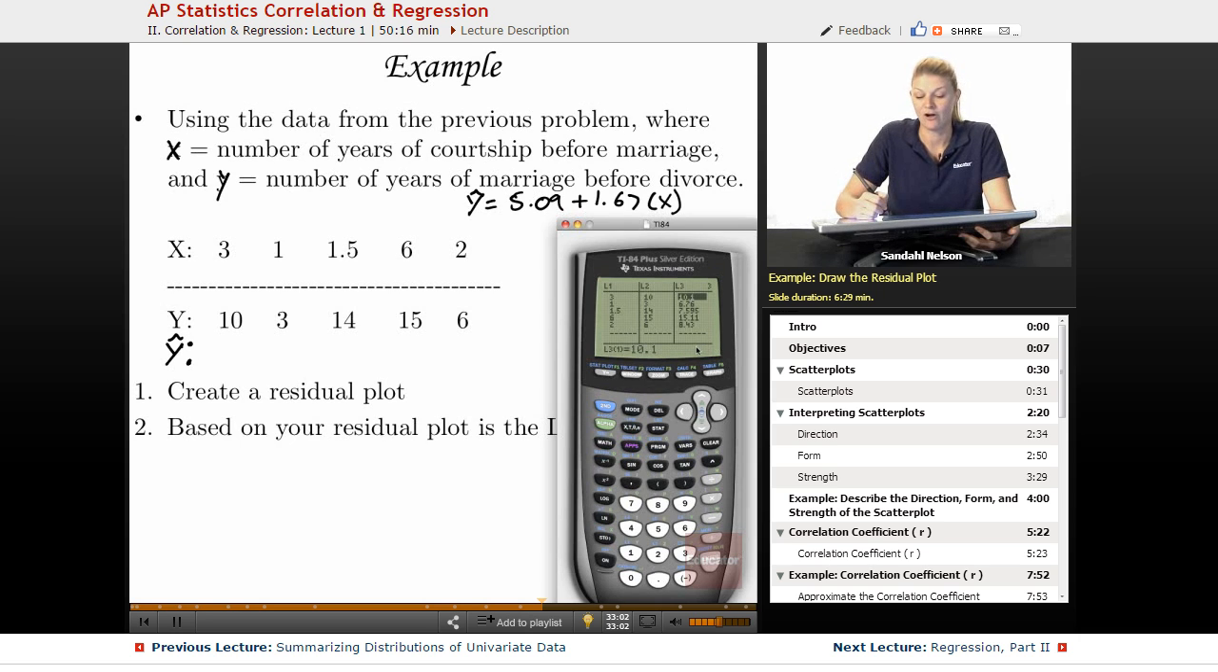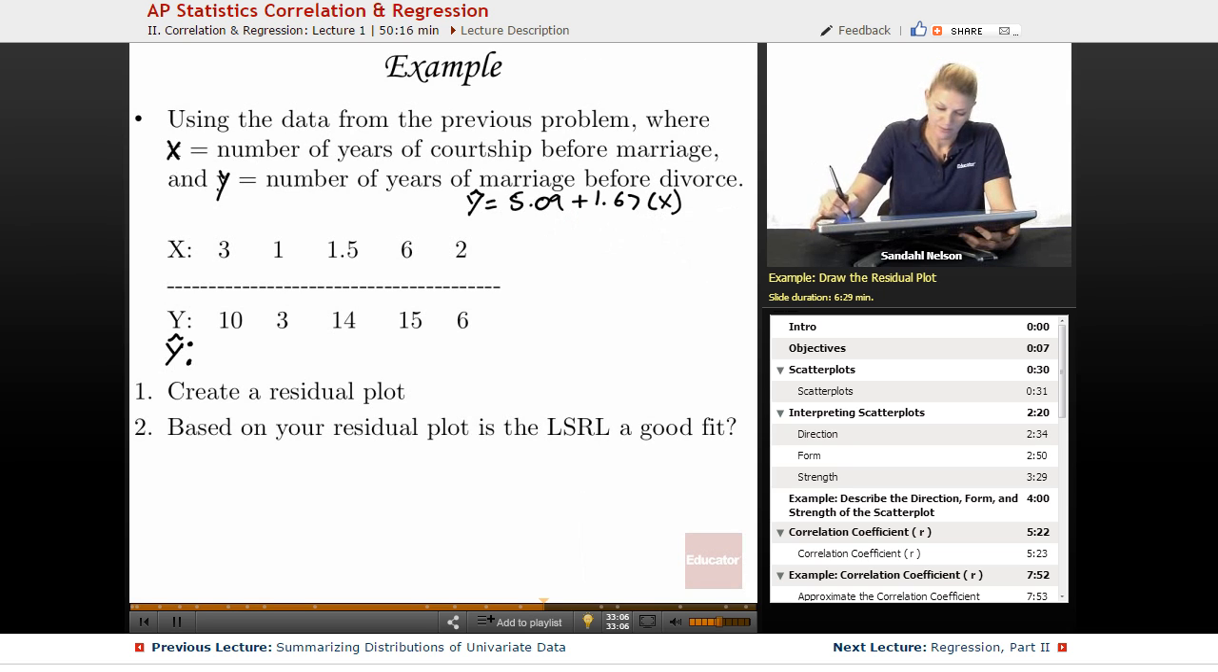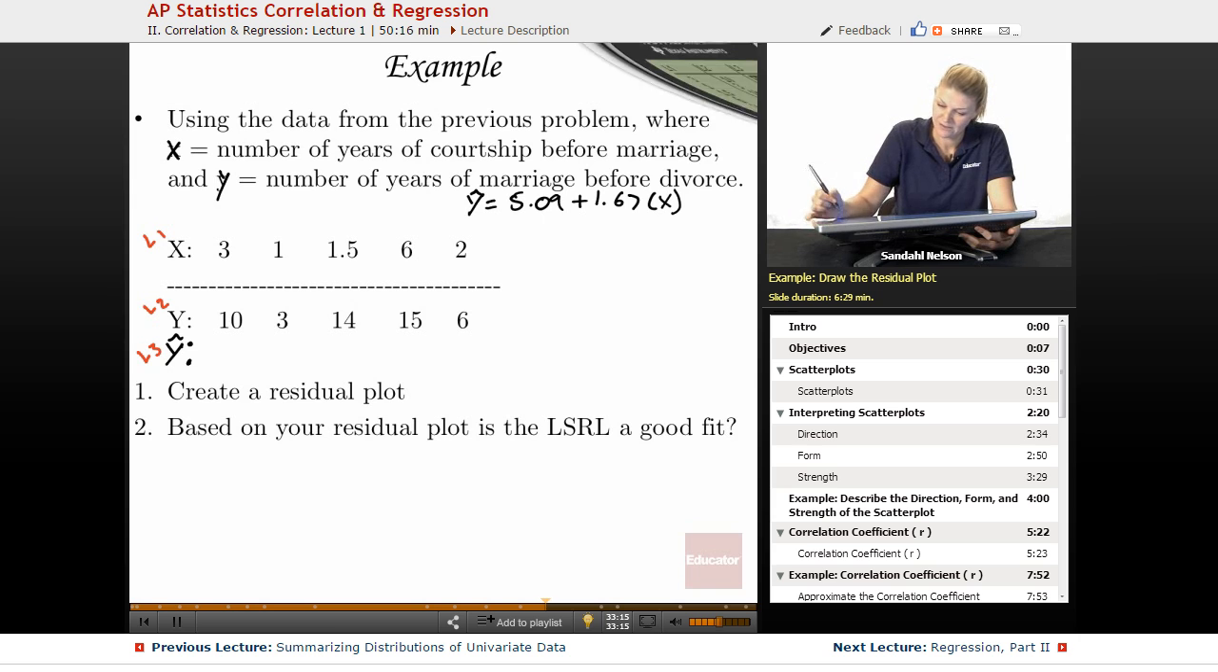So there we go. We have all of our residuals. So let's just make a little note here that our x's are all in list 1, our y's are all in list 2, and our y hats are all in list 3. So I'm going to move this over and write them down.